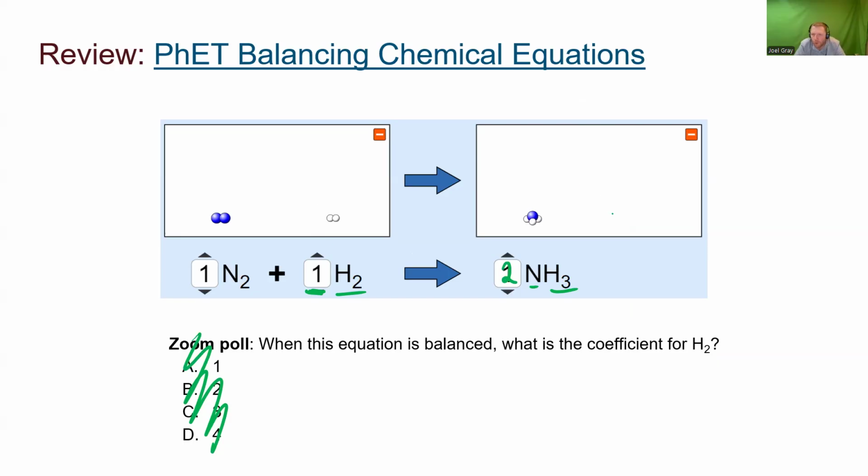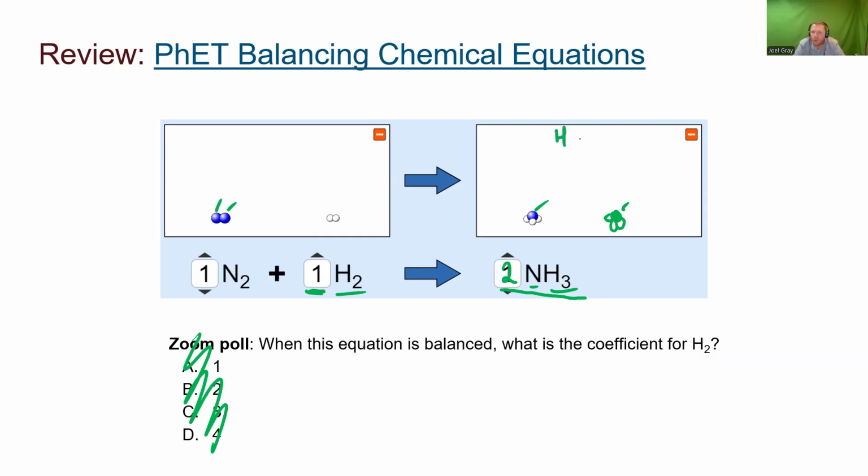So I'll draw out effectively what I've got on the right-hand side. There's my other NH3. Okay, so I've got 2 NH3s. So blue, blue, blue, blue. Sorry, my color scheme's a little bit off.